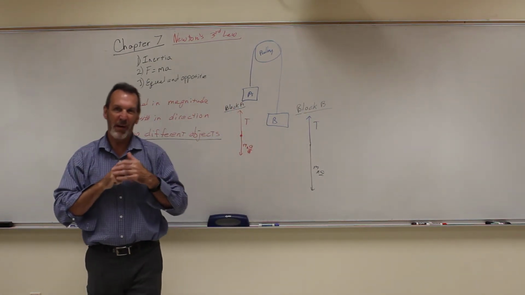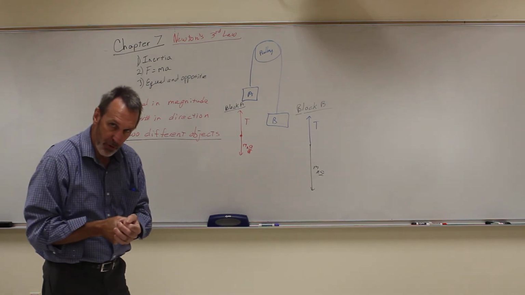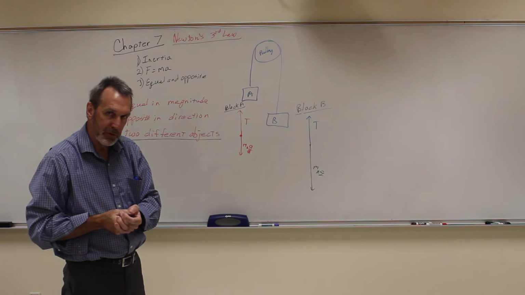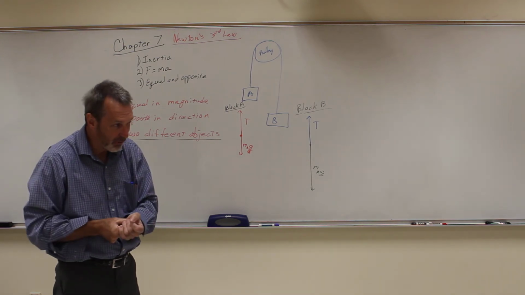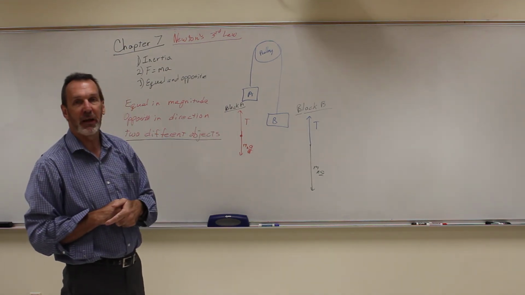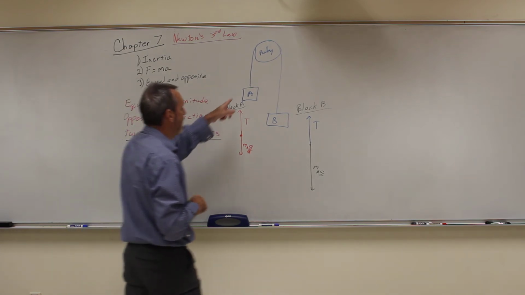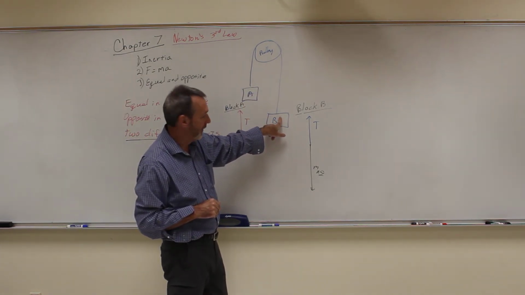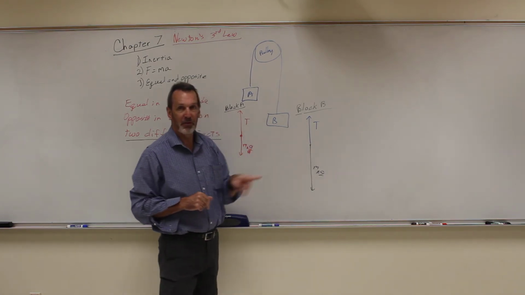Why? Because when you have a rope and you pull on the end of the rope, what does the other end of the rope feel? It feels exactly whatever pull you pull on this side. So whatever tension I create on this side, the other side is going to feel that exact same force. So the tension on one side of the rope is going to be equal to the tension on the other side of the rope. And so those tensions have to be the same.